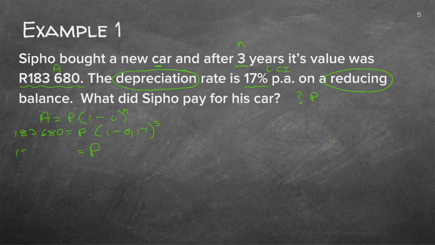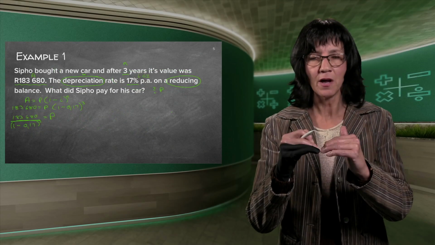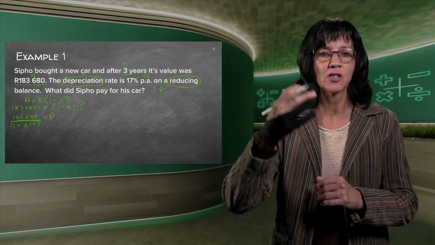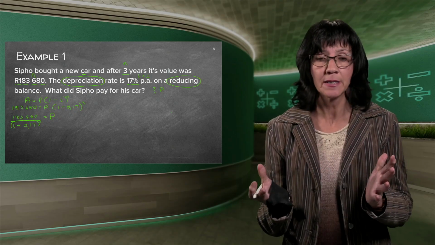So we're going to take this 183,680. We're going to divide it by the whole 1 minus 0.17 to the power of 3. I don't know if you can recall previously, I did not put the bracket at the bottom because I said that this long line here represents divide and bracket. But now there's an exponent hanging on the outside, so now I needed the bracket.